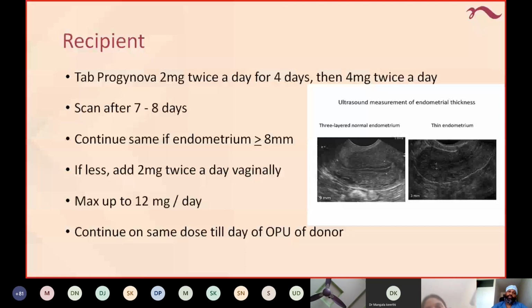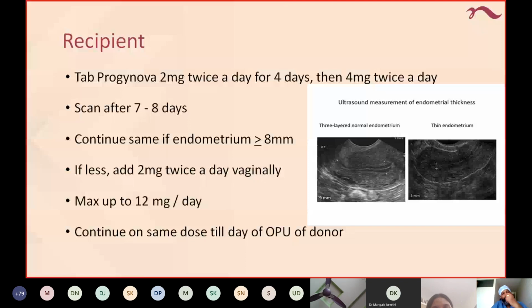Clomiphene citrate is one more protocol, a soft protocol or minimum stimulation protocol. This is more in vogue recently, wherein we give fewer drugs, because whether you give less or more, the number of eggs is going to be almost the same. So recently we have been doing a minimum stimulation program.